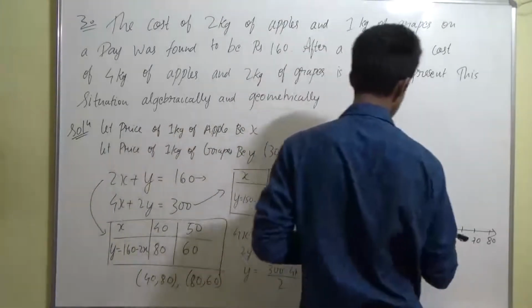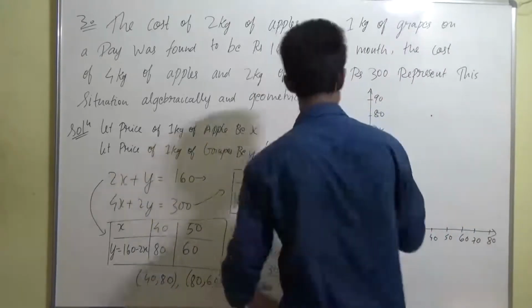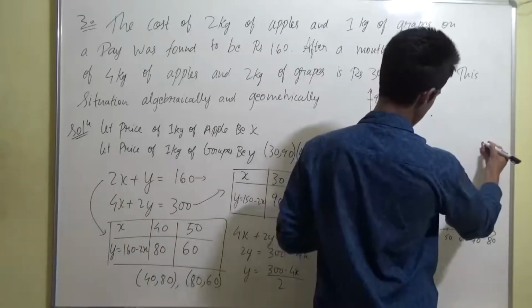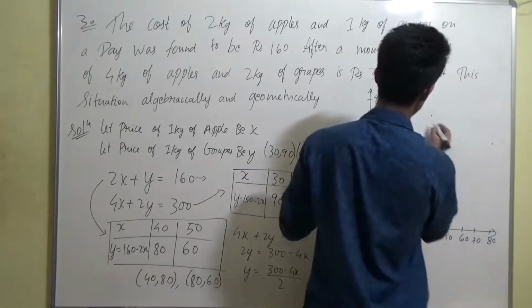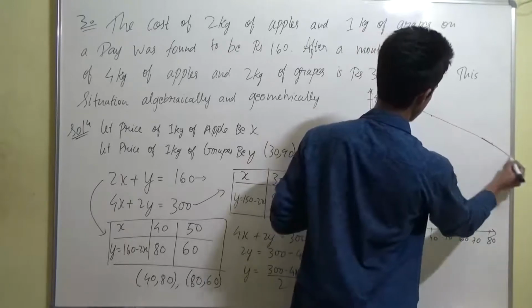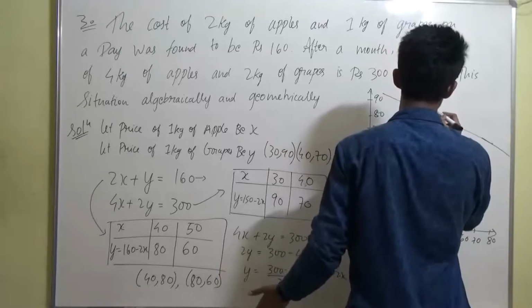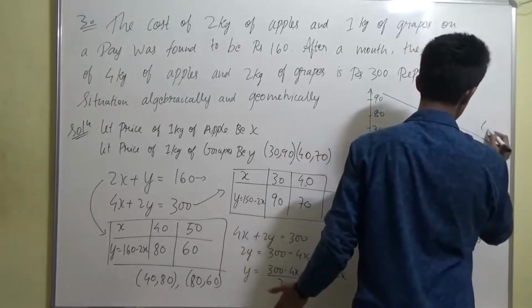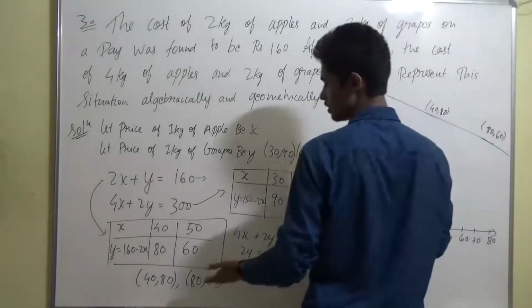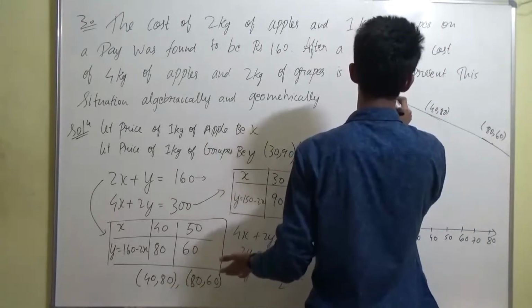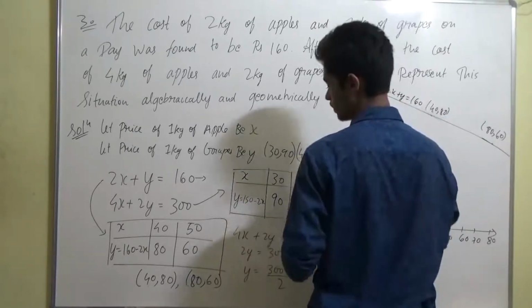40, 80 is here, right? And then 80, 60 is here. So we'll join these 2 points now. Done. So this is the graph. Let's mark the points as well, 40, 80 and 80, 60. And let's write the equation also. This is of 2x plus y equal to 160.